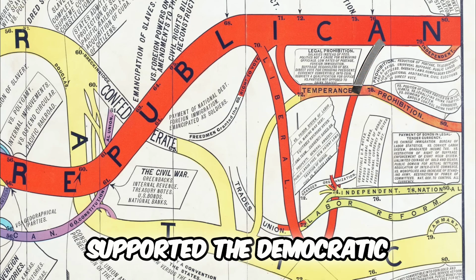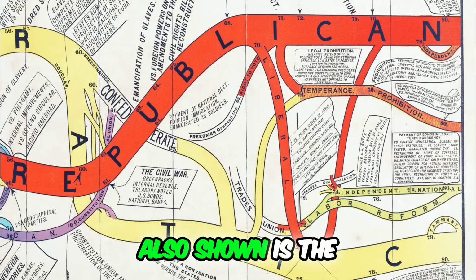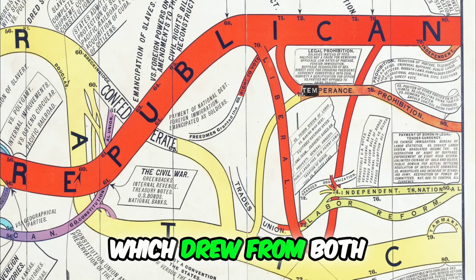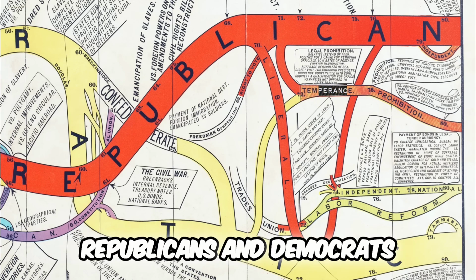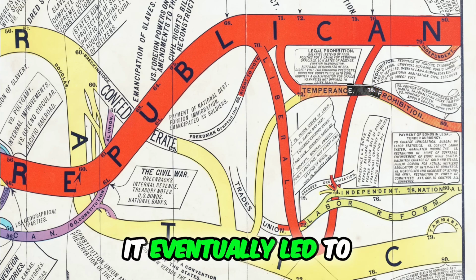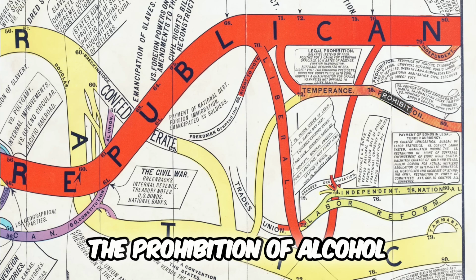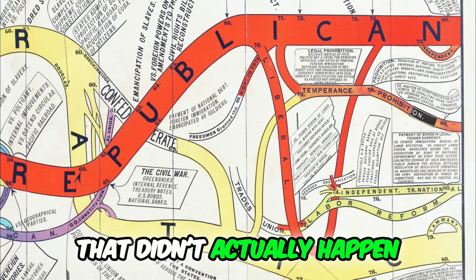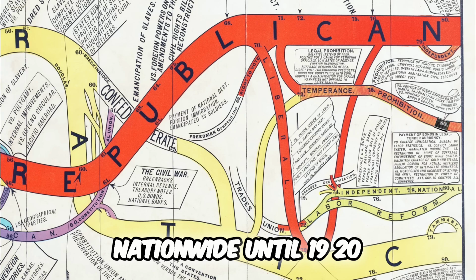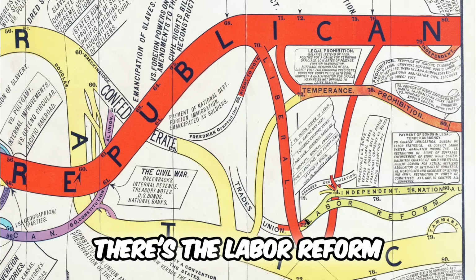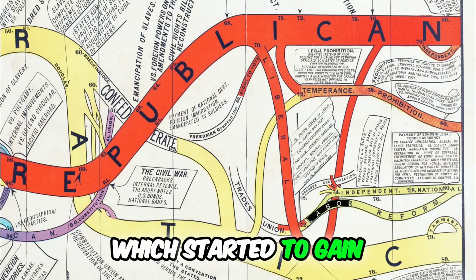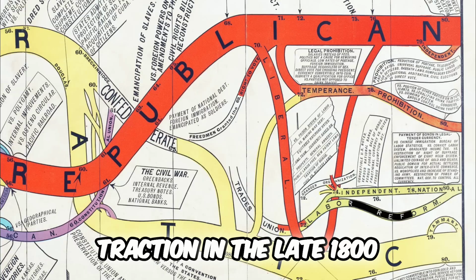the Democratic candidate. Also shown is the temperance movement, which drew from both Republicans and Democrats. It eventually led to the prohibition of alcohol, but that didn't actually happen nationwide until 1920. Finally, there's the labor reform movement, which started to gain traction in the late 1800s.